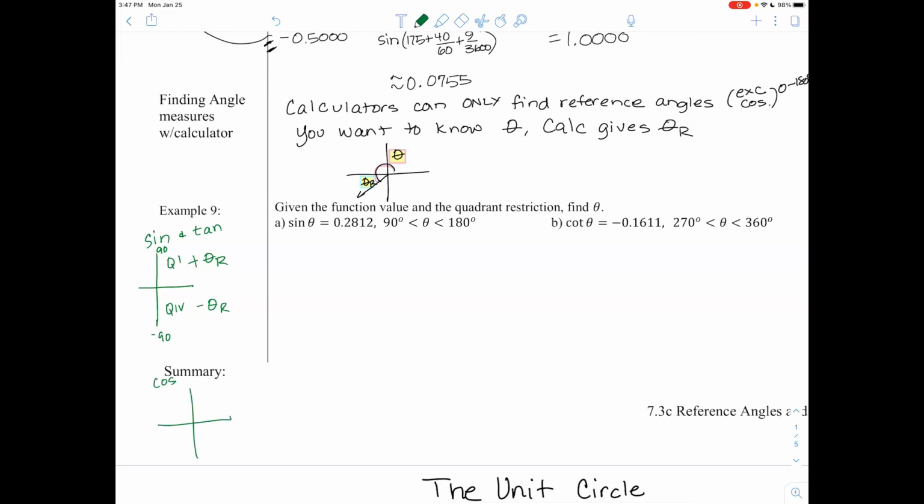For cosine, the calculator actually will go all the way across from 0 to 180 degrees. It will give you all the way to 180 degrees because cosine is positive here, and then it is negative in quadrant 2. And so the calculator will give you answers for theta, if you're using the cosine inverse function, in quadrant 1 and 2.